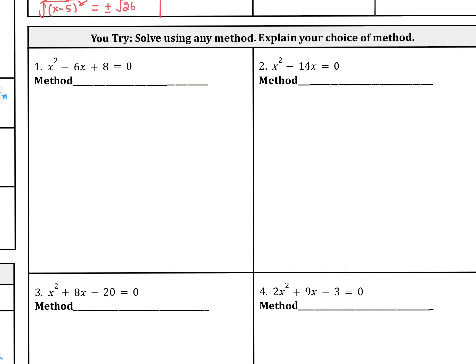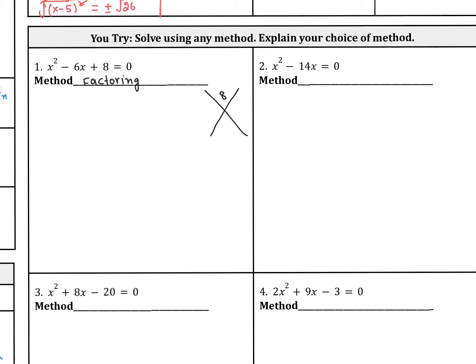So for you, try problem number 1. The method we prefer is factoring. And if factoring doesn't work, then we can think about other methods. But right now we are going to try the factoring because it looks easy.